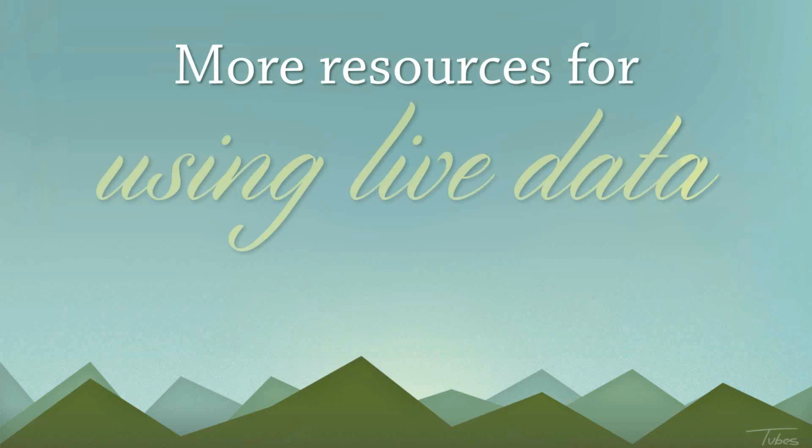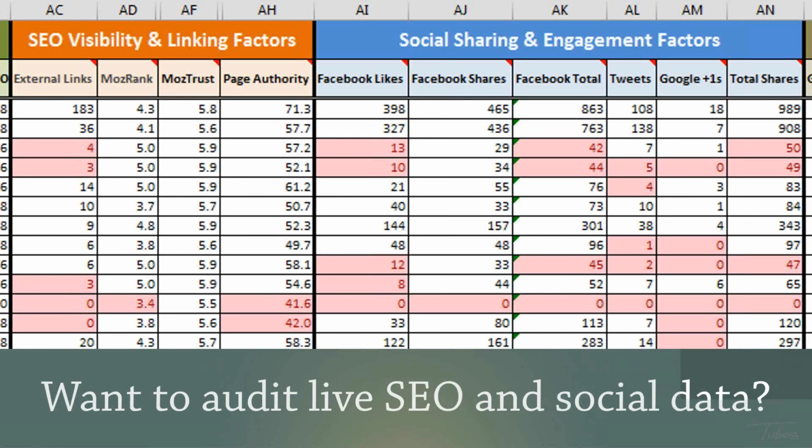If you want to audit live SEO and social data, you can include those driven by live data in your reports. And once the screen loads, you'll see that I've done that in my content audit. I've included things like links to my site, how many Facebook likes or tweets or Google pluses a particular URL has received, which can help me identify where there are problems or where content is performing exceptionally well.